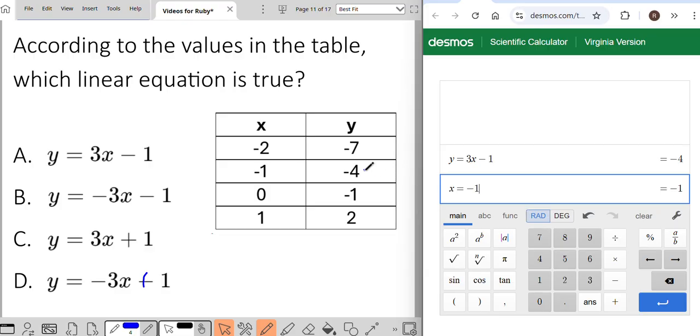Yep, x is -1 gave us a -4. So that's good so far, but I'm going to keep checking. X is 0 should give us a -1. X is 0 gave us a -1. All right, and we've got one more. Let's check that. X is 1 should give us a 2. X is 1 gave us a 2. So definitely this one up here, y equals 3x minus 1, is your answer.